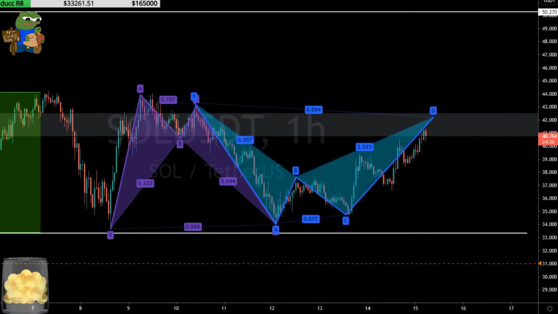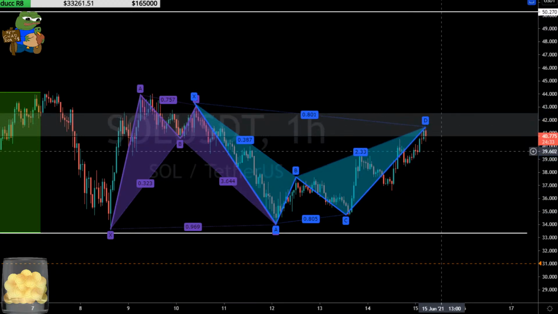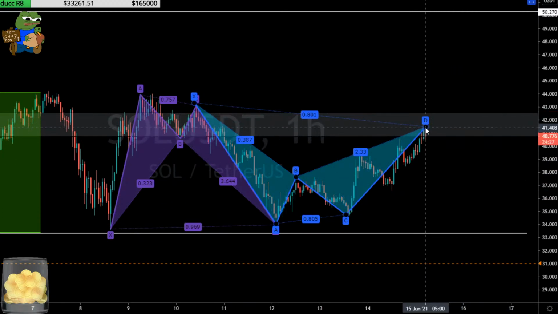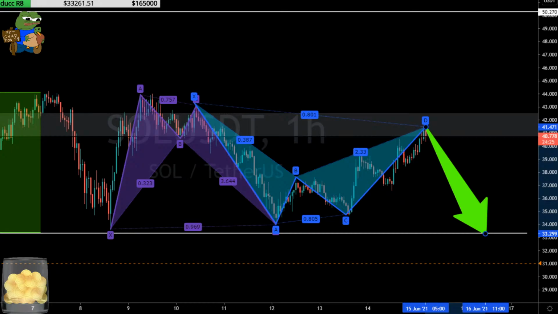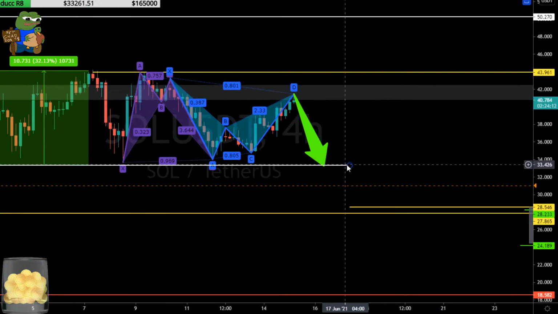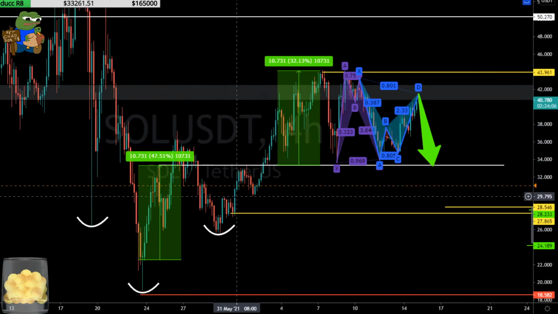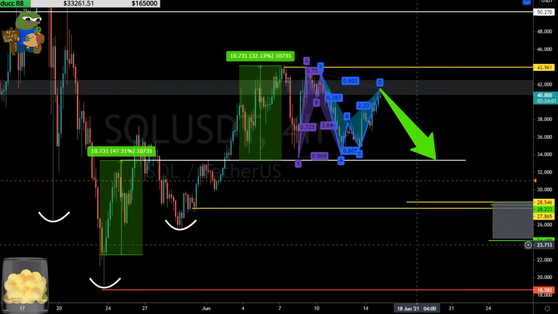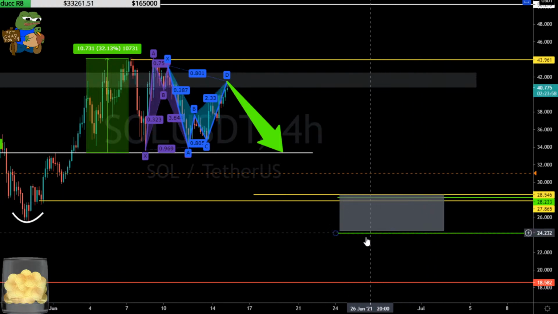This is close enough, guys. That could already reverse. So don't think you have to get 886 to the T. You are in the completion zone of a low time frame H1 bearish bat on SOL. And if you're SOL on that, that's going to send you right back to this previous neckline support resistance area one more time. So let's see if that holds, and if that doesn't hold, you're going to end up back down here.